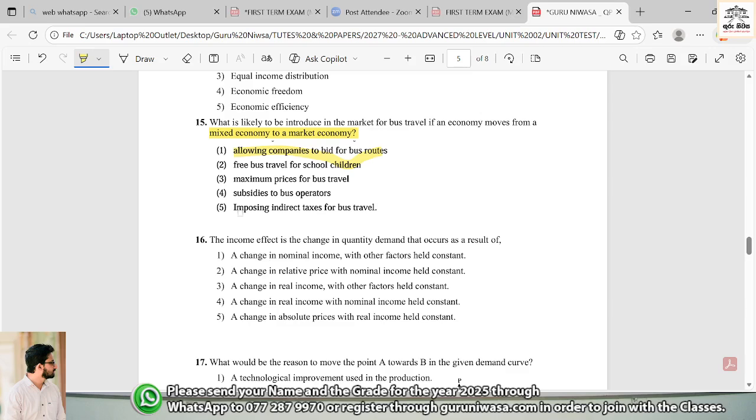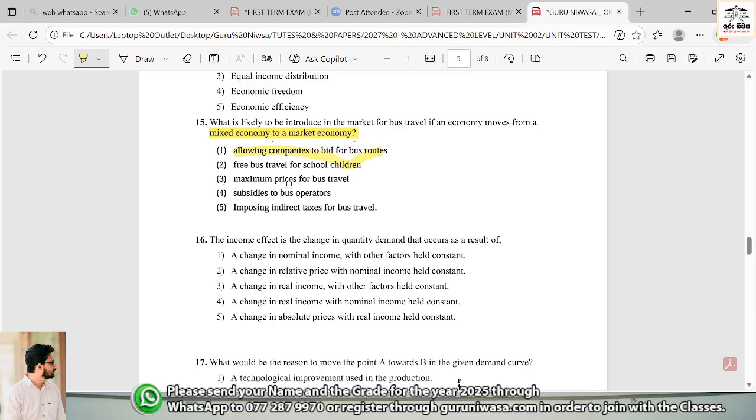Here it is a 100% free market, no? No government intervention. Fifth one, imposing indirect taxes. If there is no government intervention, there are no indirect taxes, so the fifth one is wrong. Subsidies are not given by free market economies. I'm talking about pure free market economies.